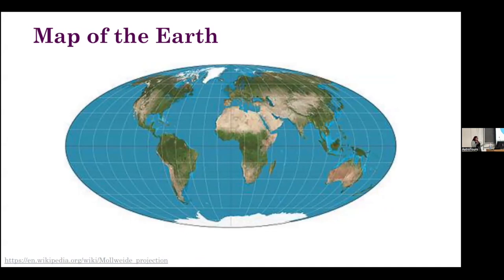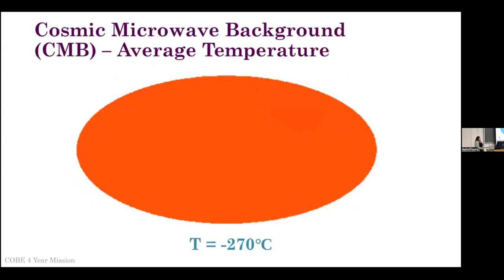Well, when we're collecting data in all different directions and getting a sphere of data, similar to making a map of the Earth, we can make a map of this data. So here is the actual data from the COBE mission of our cosmic microwave background. You probably noticed that everything is essentially the exact same temperature. Well, these light particles are at about negative 270 degrees Celsius.